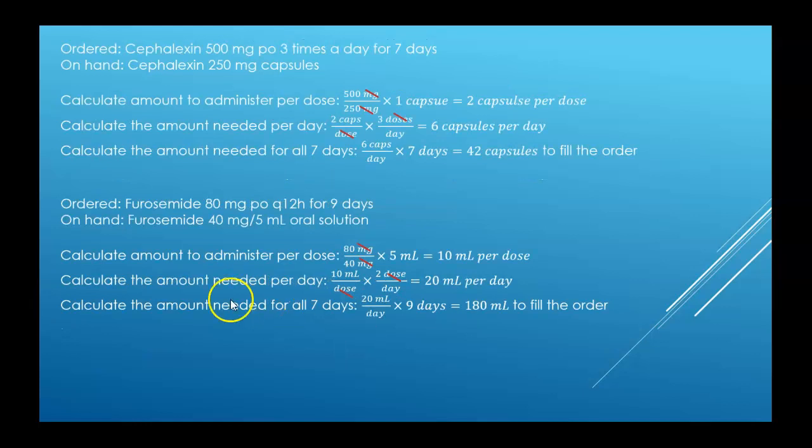So, order: Cephalexin, 500 milligrams by mouth 3 times a day for 7 days. There are many different ways to do this. Just one method: calculate the amount to administer using whichever formula you like. The dose is 500 milligrams, and we have 250 milligram capsules, so it's 2 capsules per dose. There are 3 doses in a day, so that's 6 capsules per day, and we have 7 days, so that's 42 capsules needed to fill the order.